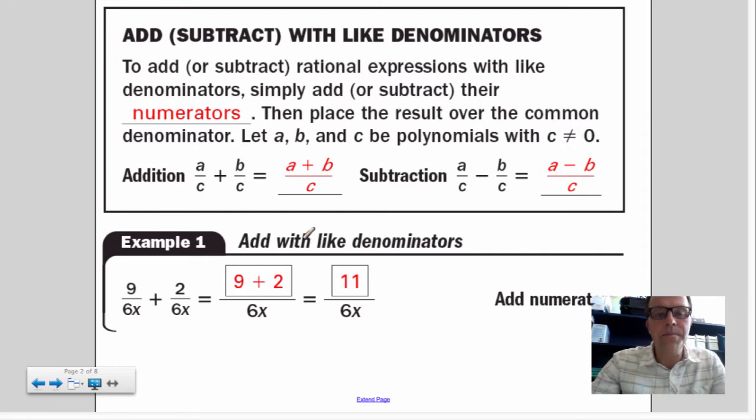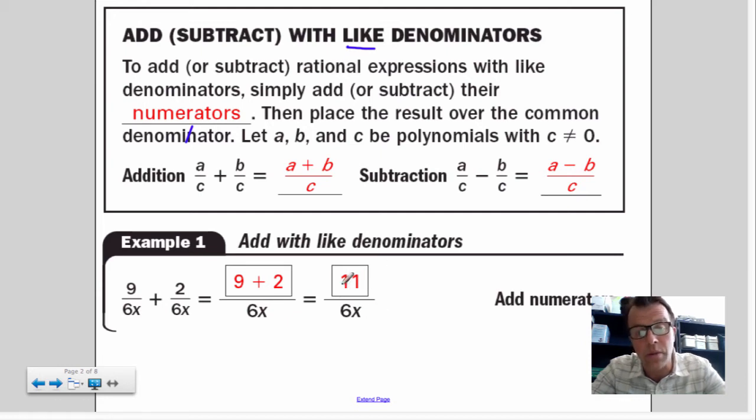Let's talk about adding, and also the same would be for subtracting with like denominators. So where your denominator is the same. And you should be very happy. Any problem that comes across with like denominators, we're very happy. And this is similar to all your rules that you know for fractions. So adding fractions, you just add the numerator and you leave the denominator the same. So here you get 9 plus 2 divided by the common denominator of 6 over x. And here, nice example, we get 11 sixths.